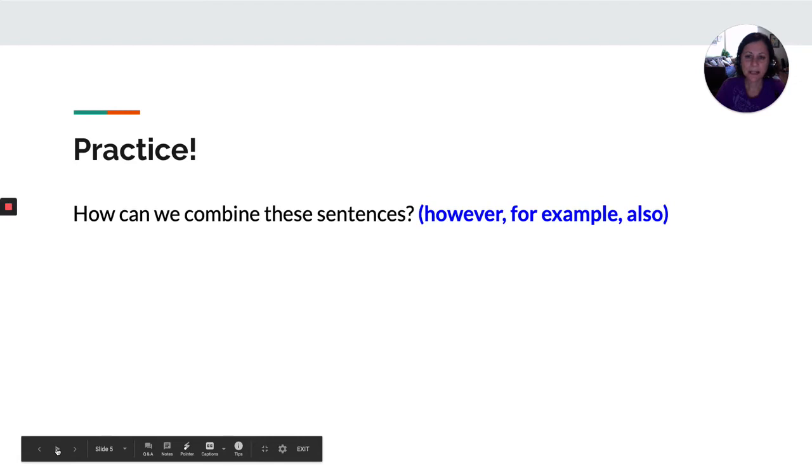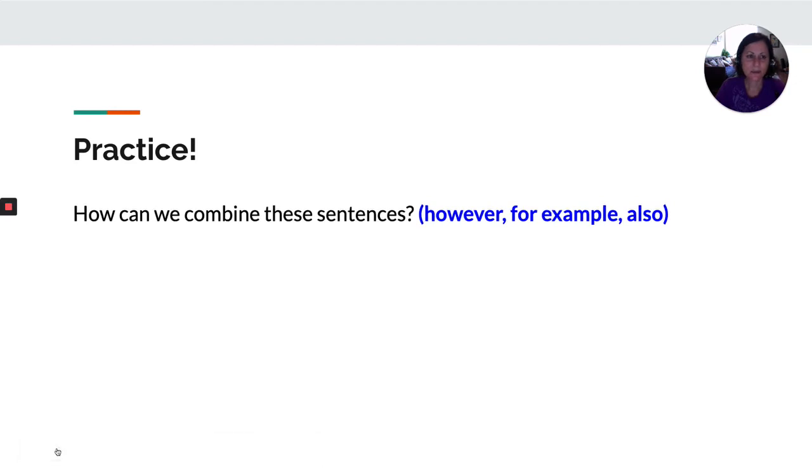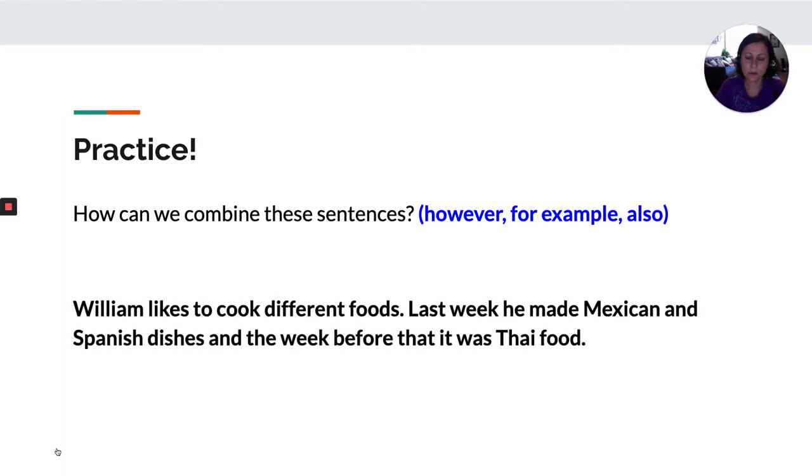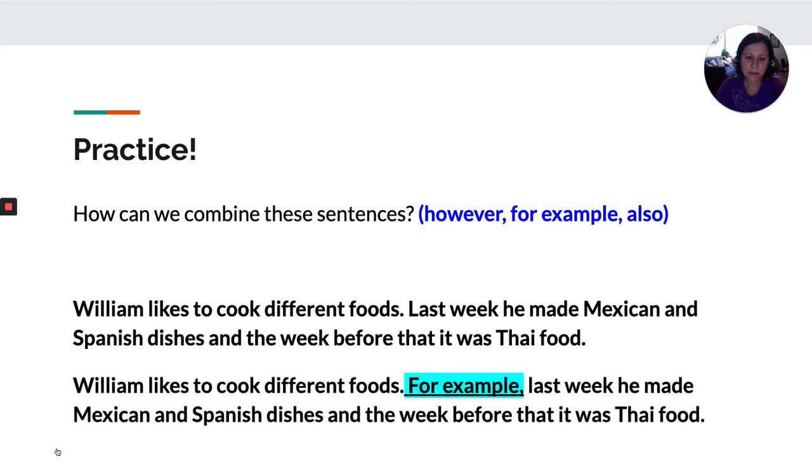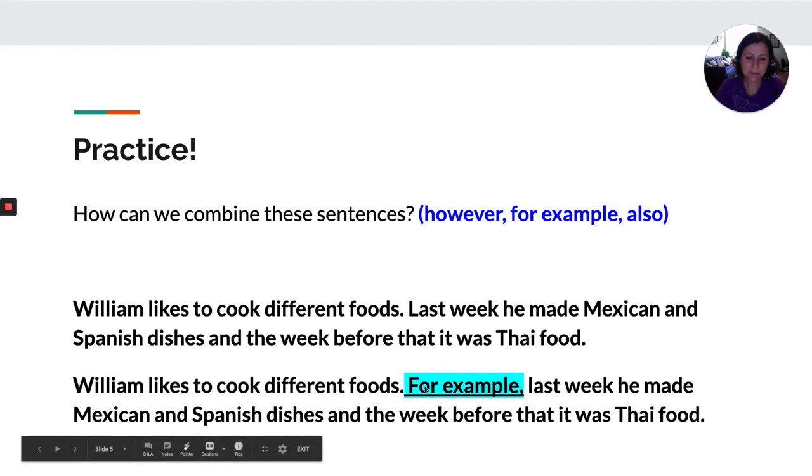How can we combine these sentences with however, for example, or also? William likes to cook different foods. Last week he made Mexican and Spanish dishes, and the week before that it was Thai food. Here I could add for example, because I'm giving examples of different foods, like Mexican and Spanish dishes, Thai food.